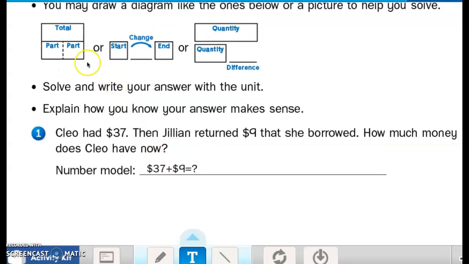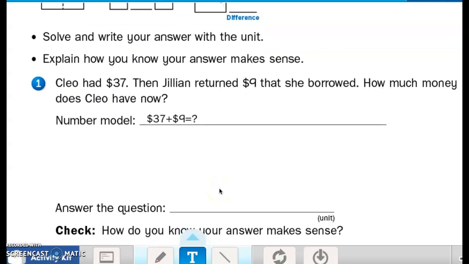You could also think of this diagram. The total we don't know is question mark. Part 1 is 37, part 2 is 9, but we don't know the total. So that's what we're trying to find out. And it is okay to go up and down, and I always like to do that. It's easier for me to go up and down.